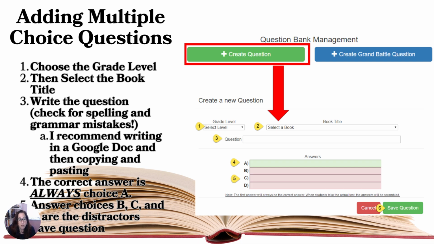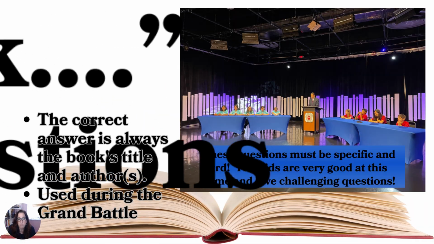The correct answer is always choice A. Answer choices B, C, and D are distractors. And then you're going to save the question.